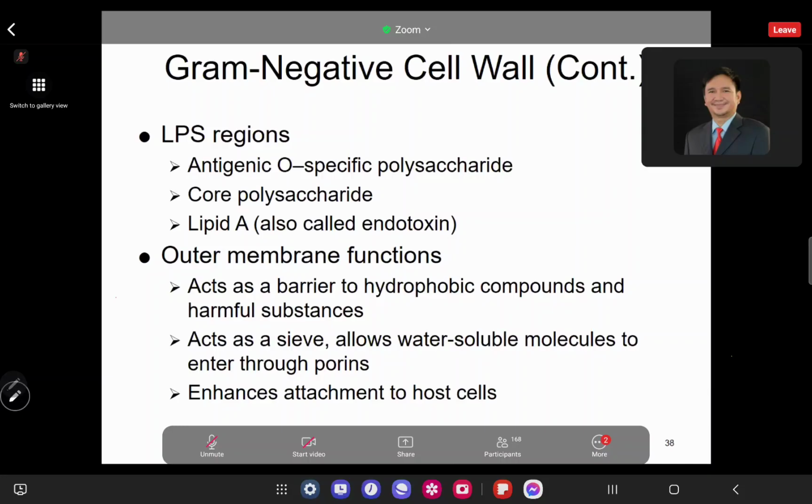While outer membrane functions, it serves as a barrier to hydrophobic compounds and harmful substances, including the antibiotics. So for bacteria, antibiotics are harmful. Also, they act as a sieve, allowing water-soluble molecules to pass through your porins. It will also enhance bacterial attachment to host cells, aiding in infection processes.